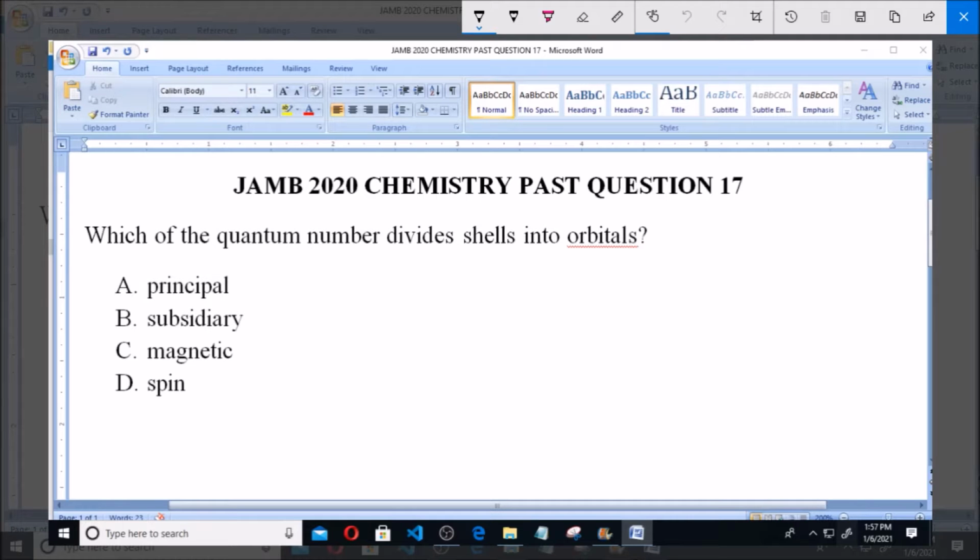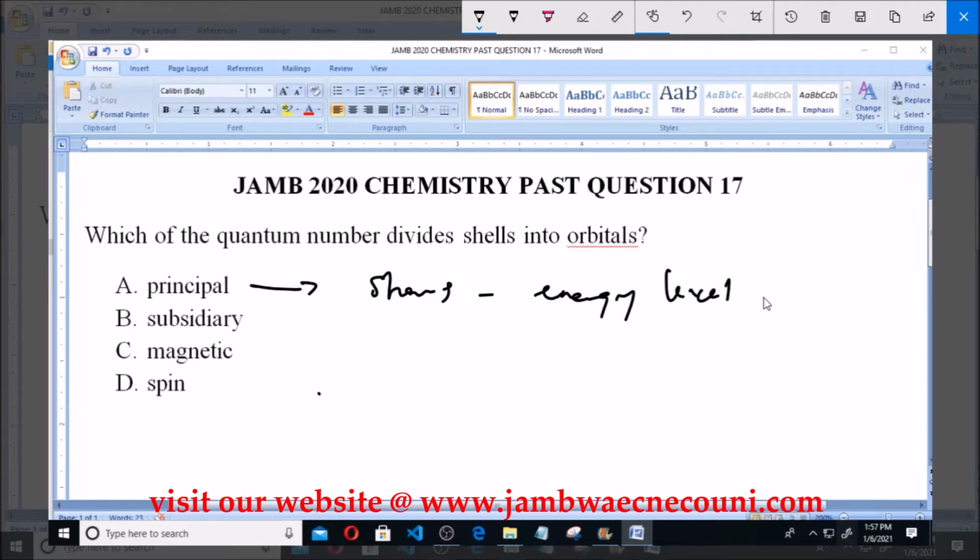Which of the quantum numbers divides shells into orbitals? A. Principal, B. Subsidiary, C. Magnetic, and D. Spin. Now, the principal quantum number simply shows the energy level. It shows the energy level or shell.